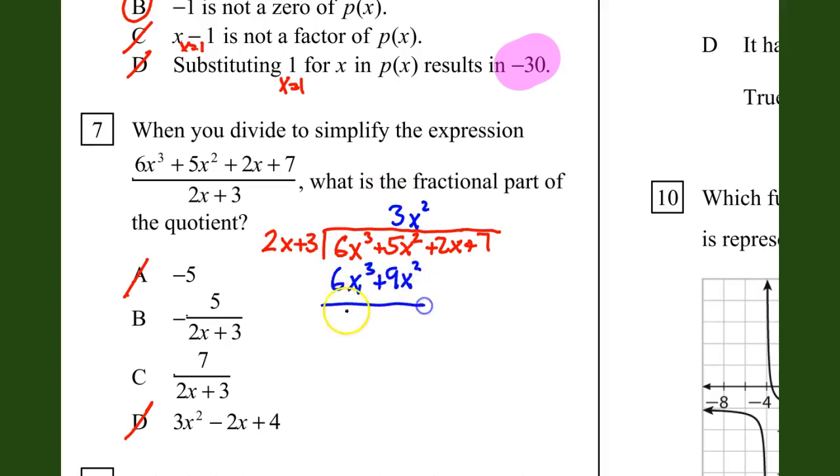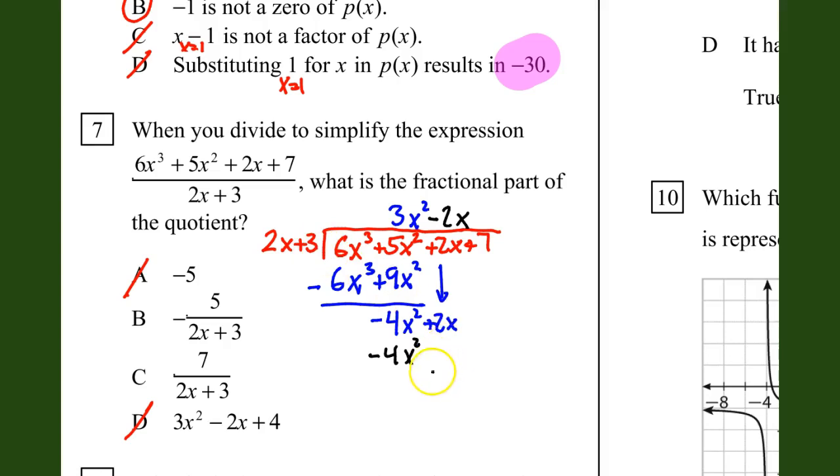And we go ahead and subtract that. So we have 6 minus 6 is 0. 5 minus 9 gives me negative 4x squared. And then bring down the 2x. And then go ahead and do 2x times negative 4x squared. Well, 2 times what is negative 4x? So we're going to do minus 2x. Right, so we'll have negative 4x squared.